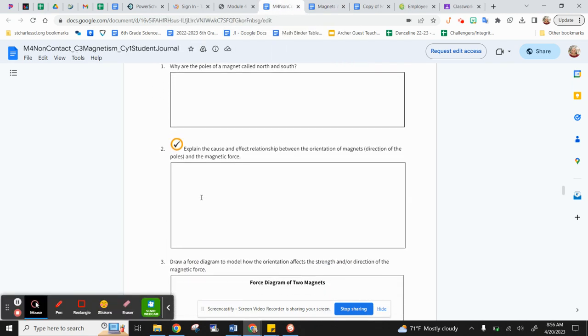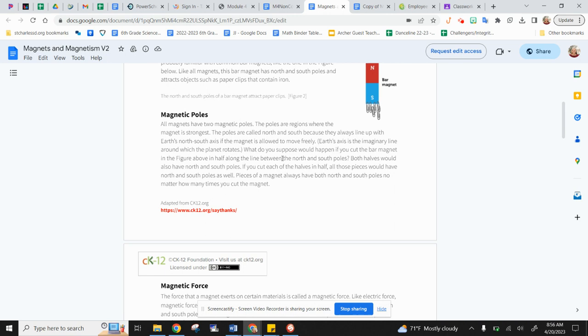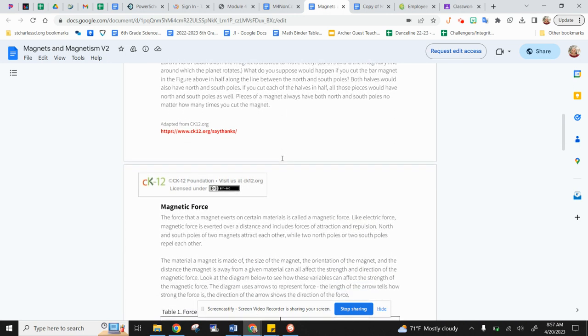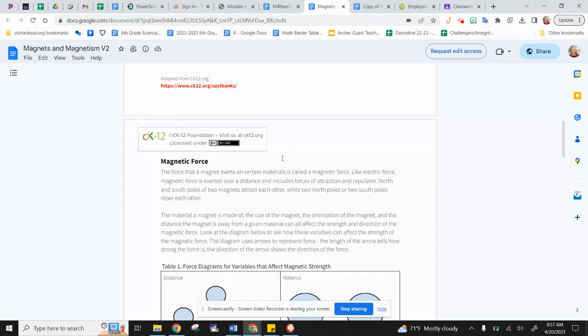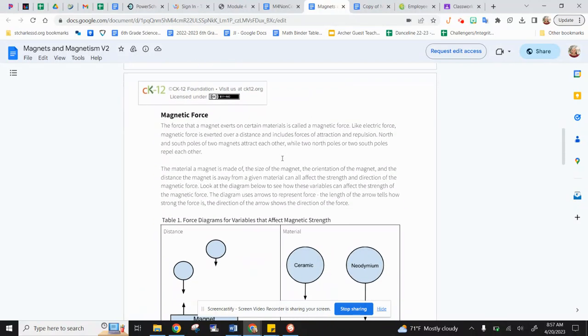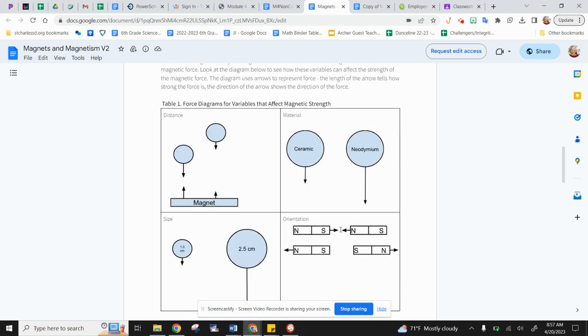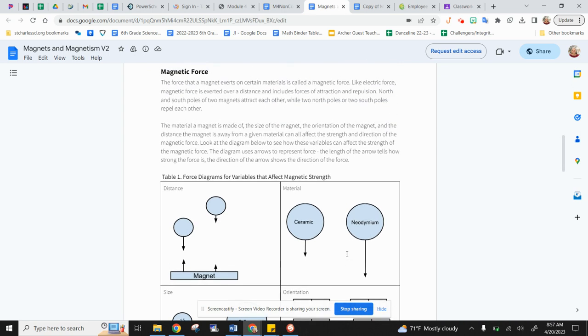Number 2 says, explain the cause and effect relationship between orientation of magnets, which is the direction of the poles, and the magnetic force. So orientation, let's see. Okay, so this section right here, magnetic force, is where you'll find the answer for number 2. And you can also use the orientation diagram down here to help you.